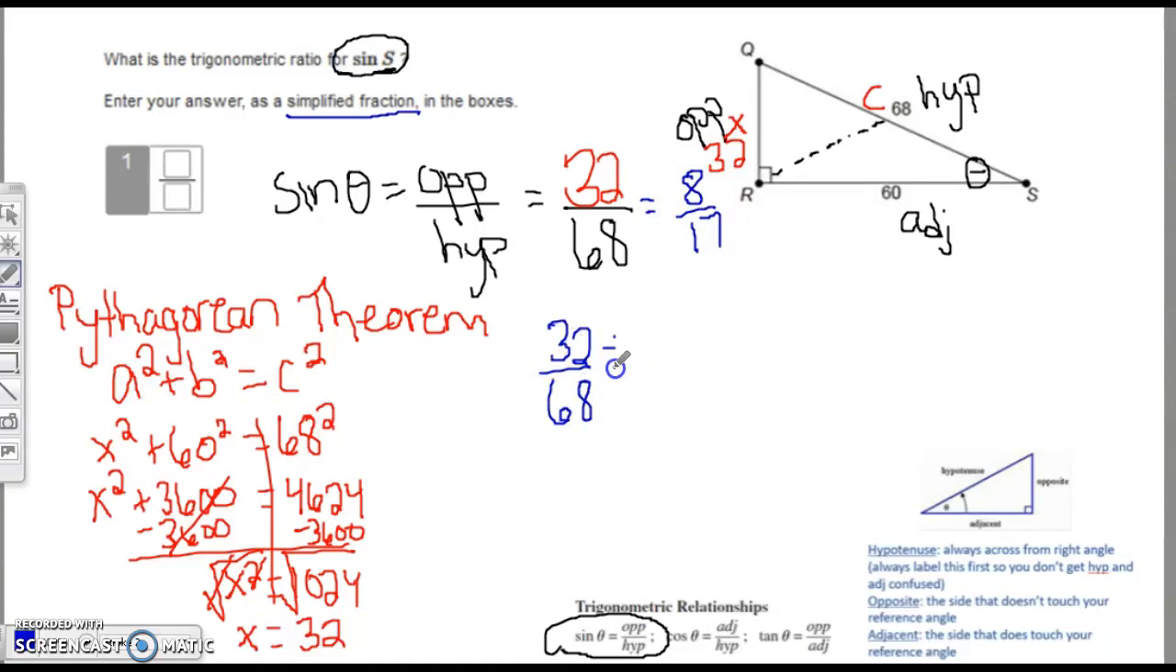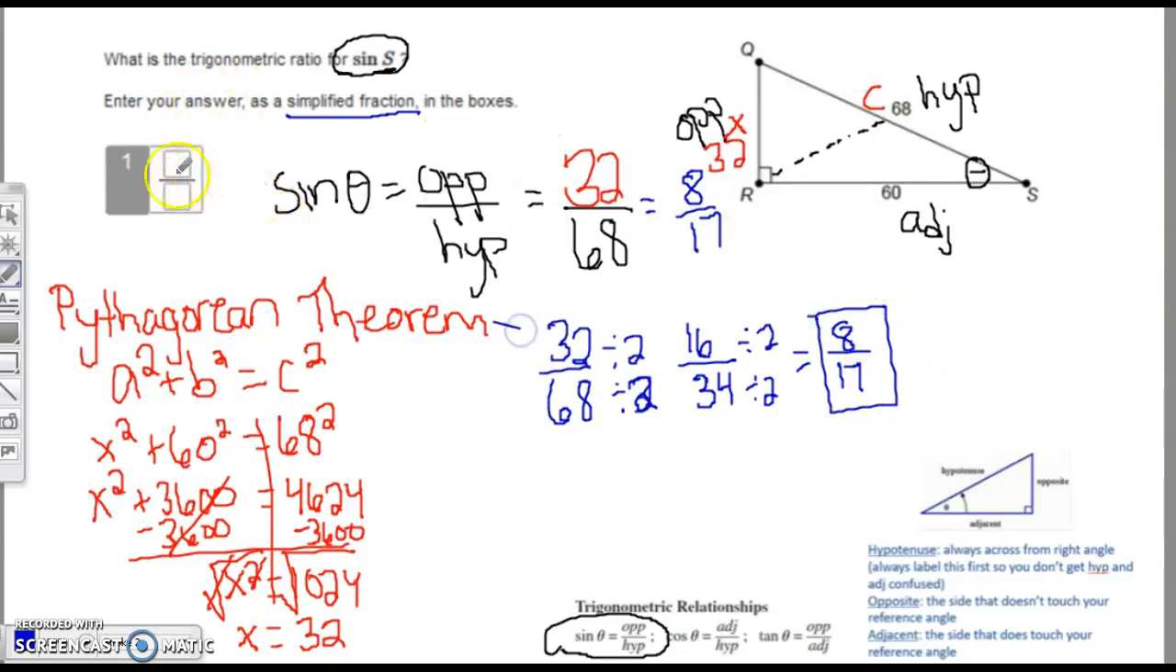You're going to have to go through and, if you notice a GCF, a greatest common factor, go ahead and divide by that. If not, just divide by little numbers as you go. So I divided top and bottom by 2. I notice they're both still even, so I'm going to divide by 2 again. And now I have 8 and 17, and there's nothing else you can divide those by. 17 is actually prime, so my simplified fraction would be 8 over 17.